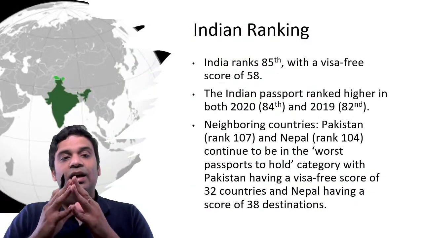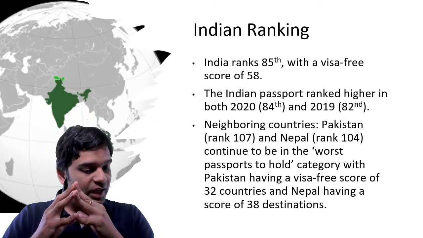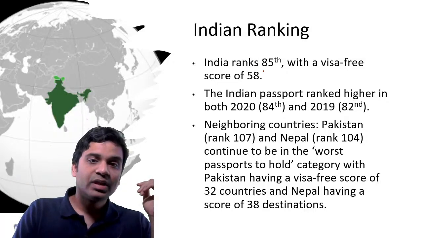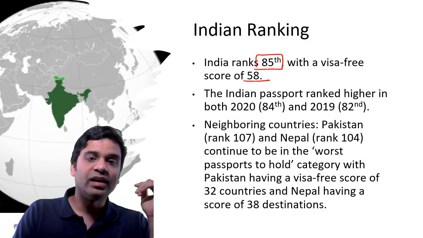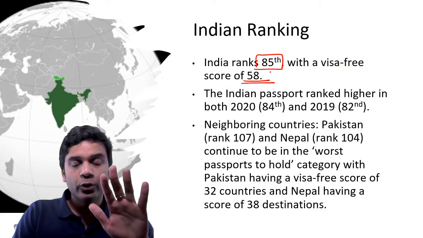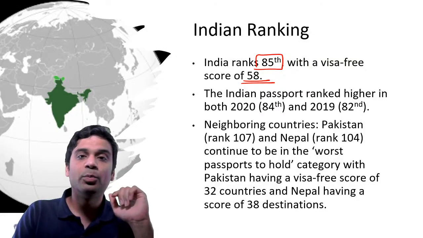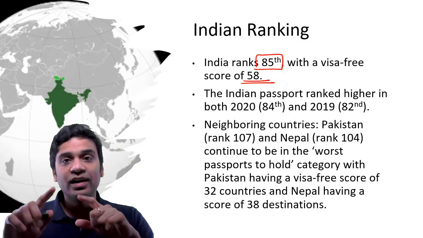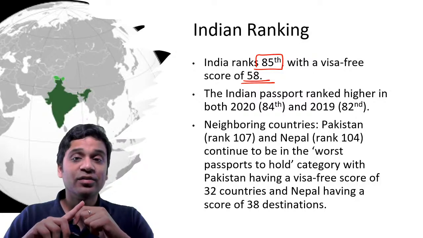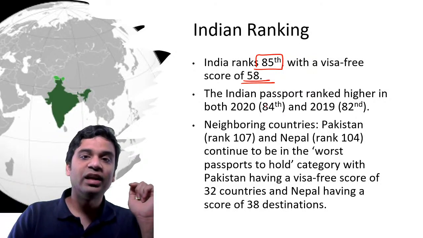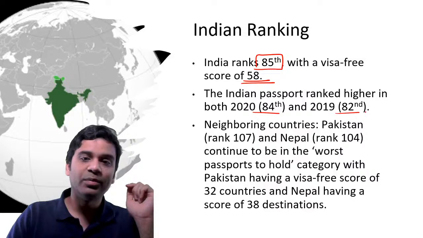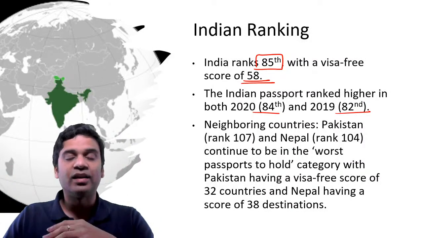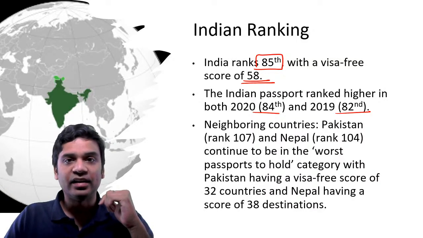Then we have India. Indian ranking: India has ranked 85th, and the visa-free score is 58. That means if you have your Indian passport, the navy blue passport, you can go to 58 countries. Right now, you can pack your bags and go to 58 countries without any visa required. It was 84 before and 82nd before, so the rank is gradually going up. So we are falling in the bad category.